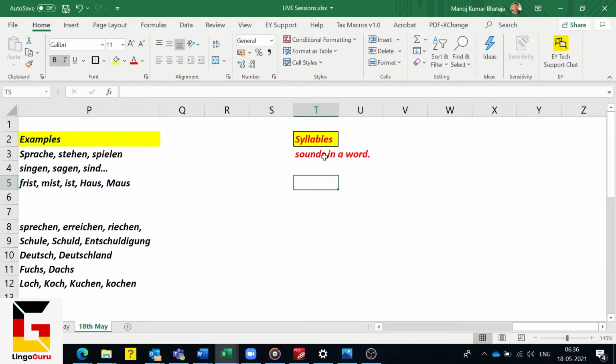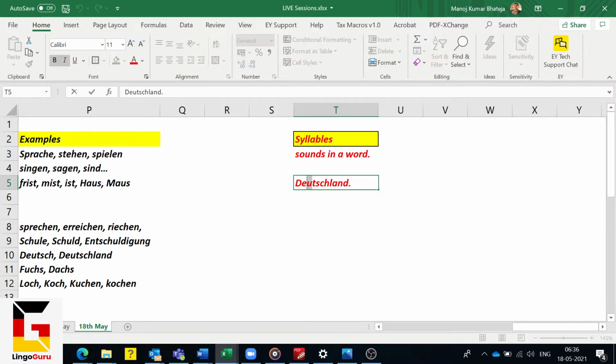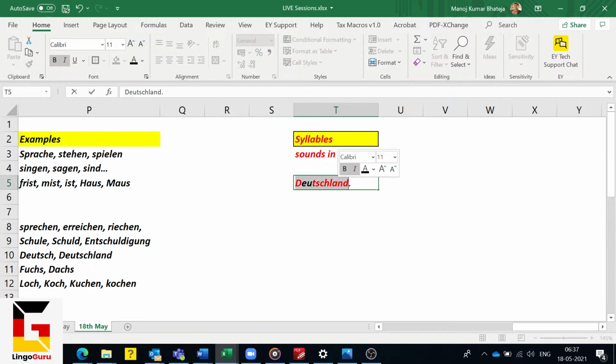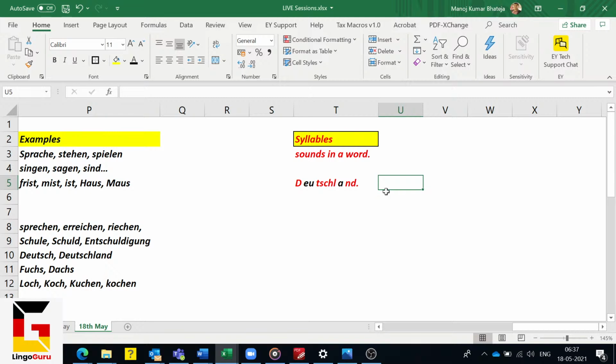So, let's say I have a word called Deutschland. How many vowels do we observe in this word? I observe two sounds. One is doi, and there is another vowel, which is land. So there are going to be only two sounds in this particular word. Deutschland. So syllables are basically the sounds in a word.